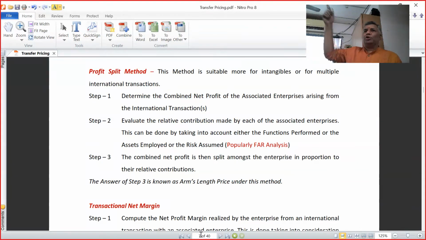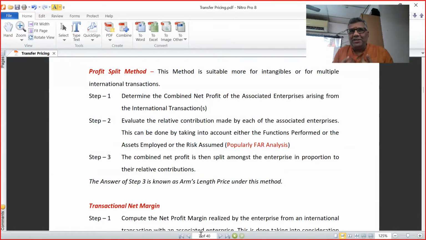jointly do a project, what the law says is, find out the total profit of the project, total income minus total expenditure of our entity and the foreign entity will give me total profit. Split that profit in a reasonable ratio. It can be man hours.